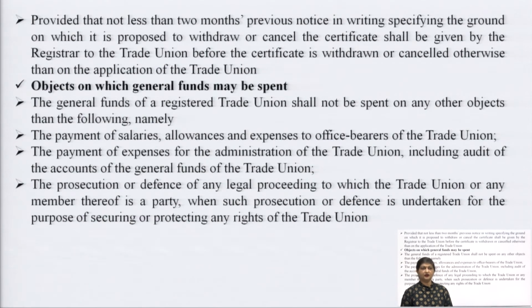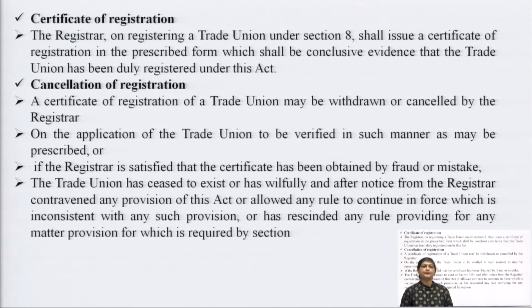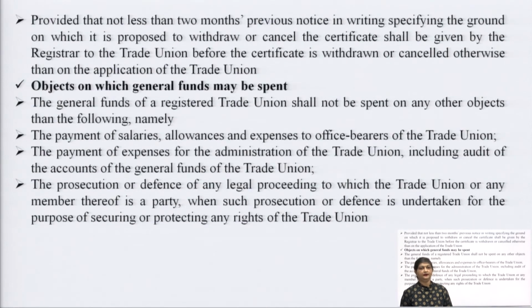required by section, provided that not less than 2 months' previous notice in writing specifying the ground on which it is proposed to withdraw or cancel the certificate shall be given by the registrar to the trade union before the certificate is withdrawn or cancelled, otherwise than on the application of the trade union. Basically, if any information is furnished wrongly, willfully, or the certificate has been obtained by fraud, mistake or misrepresentation, then the registrar can cancel the registration of the trade union.